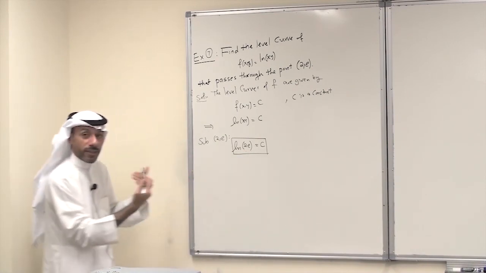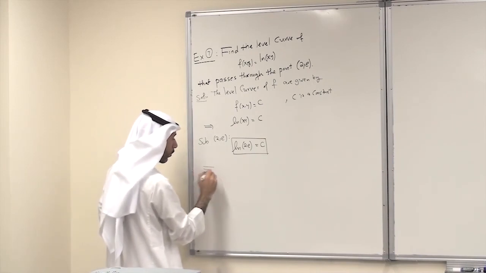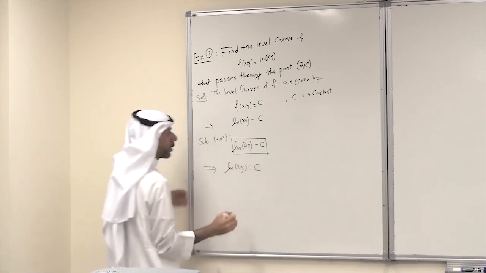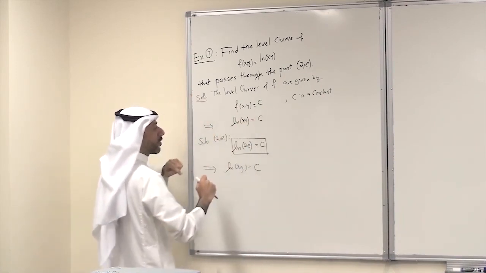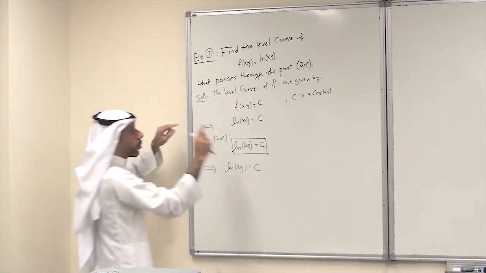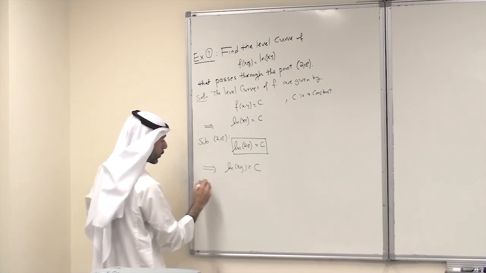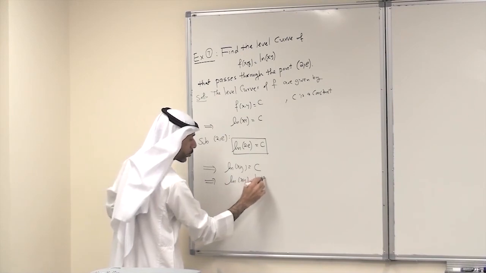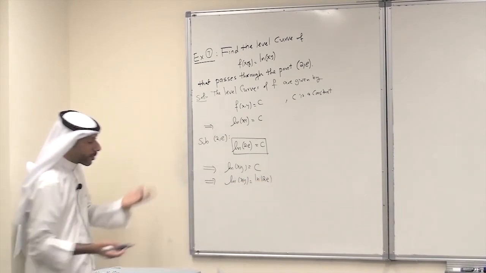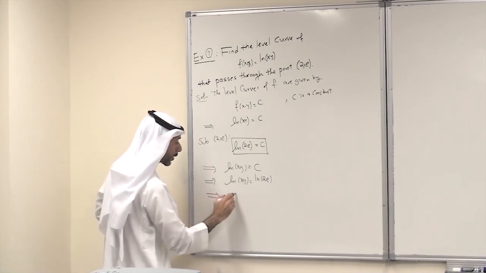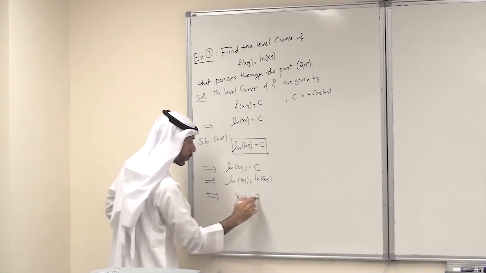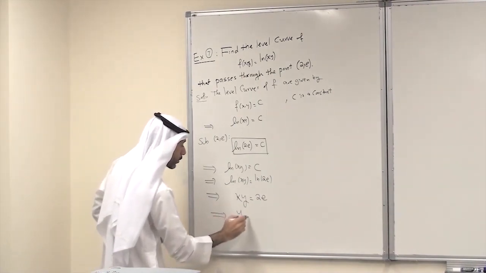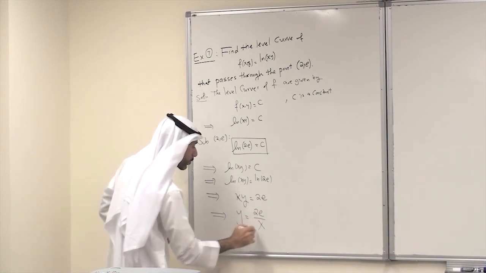So we can also find the equation of the level curve. I have ln of xy equals c. This is the general equation of any level curve. But for our specific level curve, the value of c is ln of 2e. So this gives us ln of xy equals ln of 2e. We can simplify this further. It gives us xy equals 2e, or y equals 2e over x.